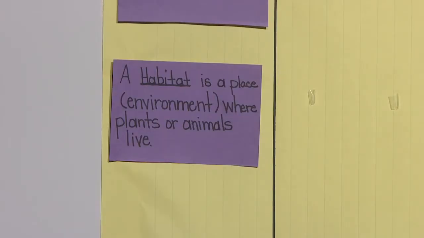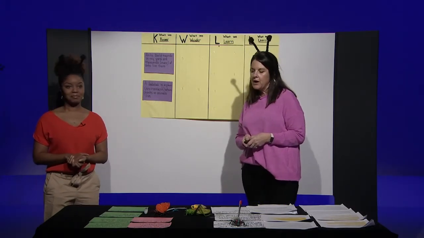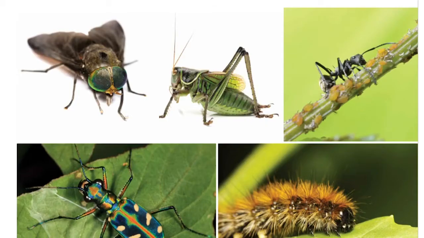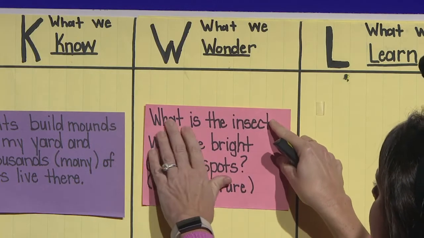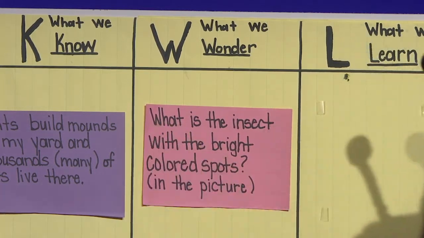Now let's talk about what you wonder. Is there something that you wonder or would like to know about insects? I wonder what that insect is with the bright colors. Okay, Miss LaTondra is wondering about that insect that has the bright colored spots on it. So we are going to add that to our W chart. What is the insect with the bright colored spots in the picture? Is there anything else that you wonder, Miss LaTondra?